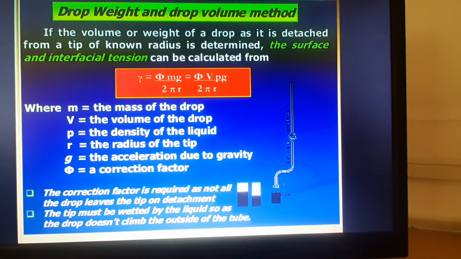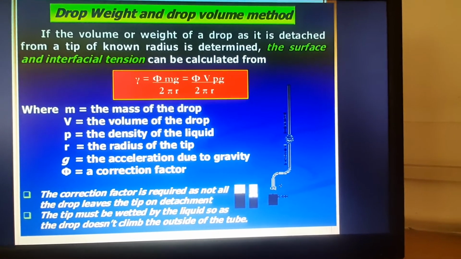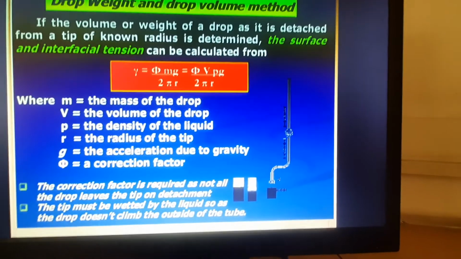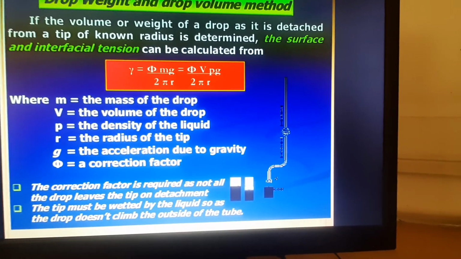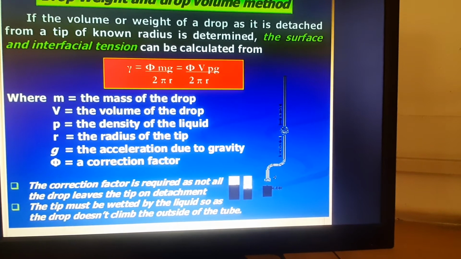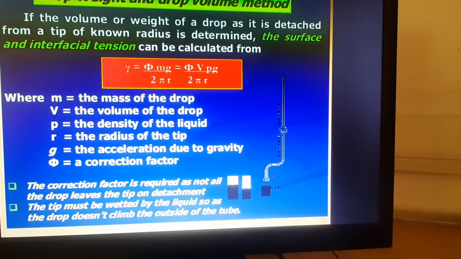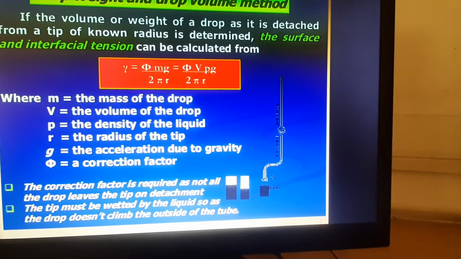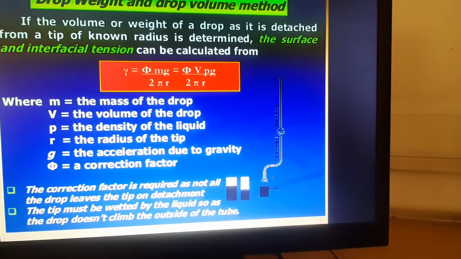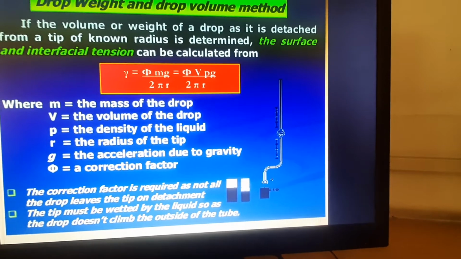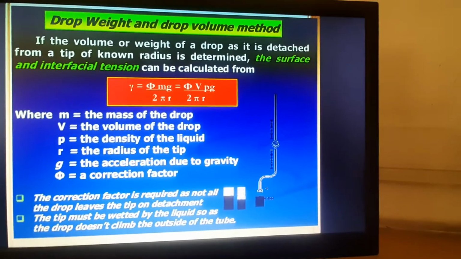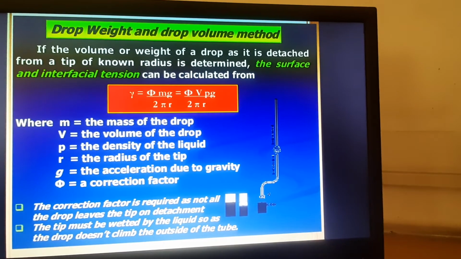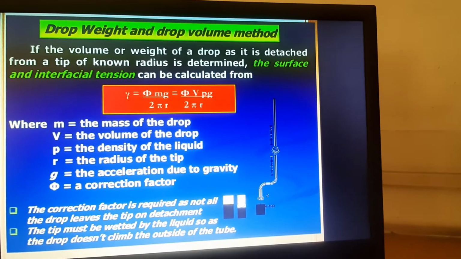The correction factor is required as not all the drop leaves the tip on detachment. So here we use the correction factor. The tip must be wetted by the liquid so that the drop doesn't climb the outside of the tube. Means the tip must be wetted by the liquid to leave the drop. So by this method, drop weight and drop volume method, we measure the surface and interfacial tension.